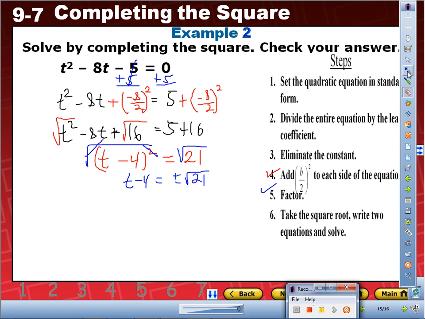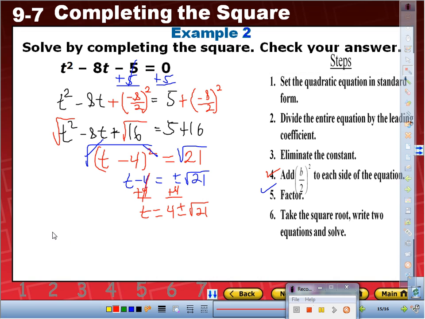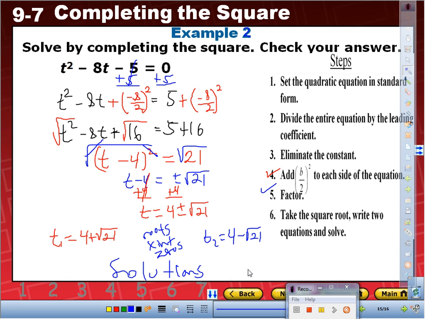So let's continue. Let's solve for t. What do we do? Add 4, add 4. I have t equals 4 plus minus square root of 21. So now my two solutions are t sub 1 is 4 plus square root of 21, and t sub 2 is 4 minus square root of 21. And what are these called? My roots, x-intercepts, zeros, and these are my solutions.